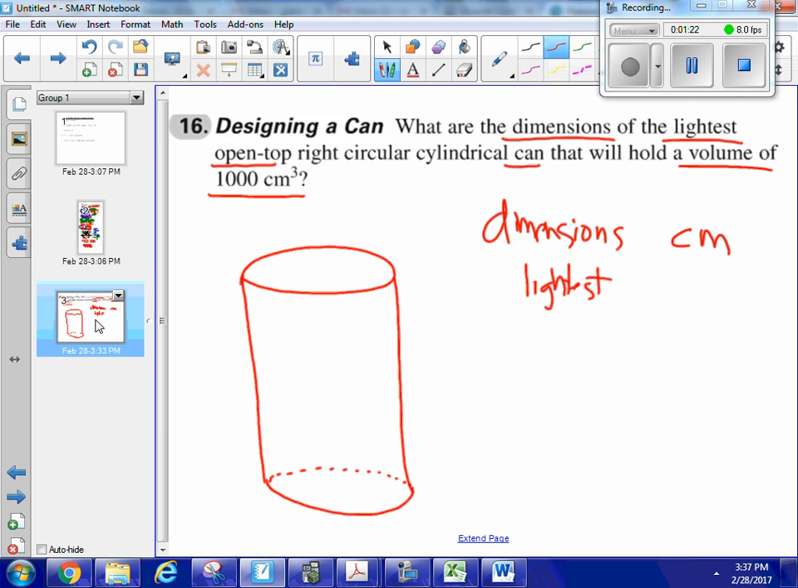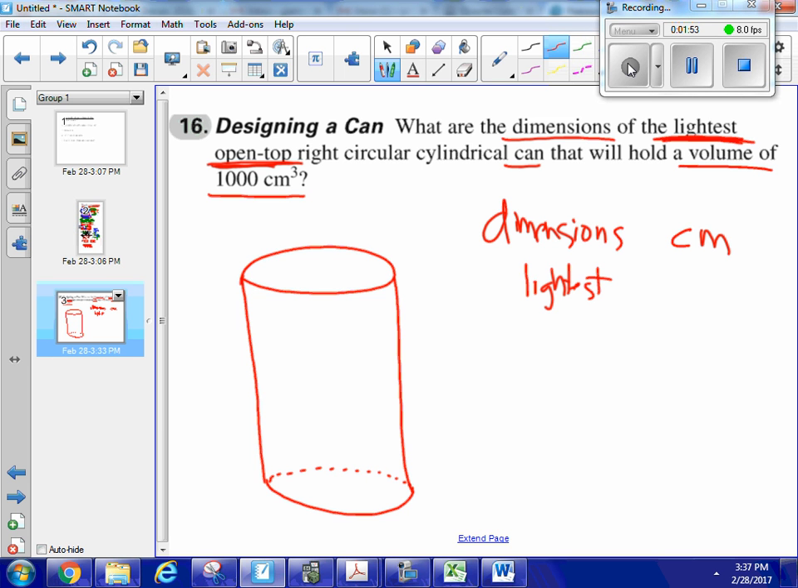Now, one of the things that's important about this can is that it is open top. So there is no top. There is a bottom. It's not a tube. It's a can. So there is a bottom, but there is no top. The other thing is that it's asking me for the lightest can. So to make it the lightest, I can't really deal with the thickness of the can material, but I can deal with the area of the can material.